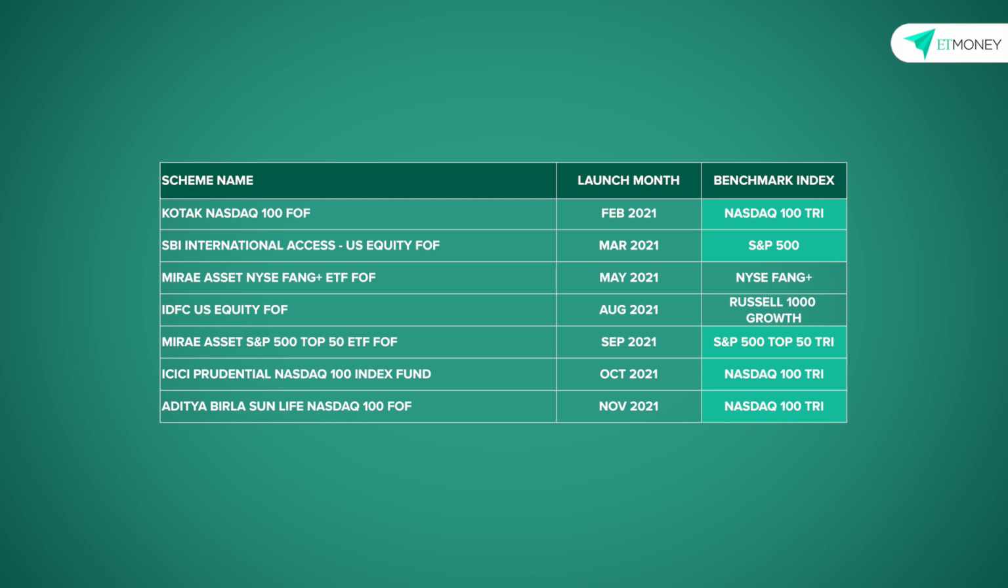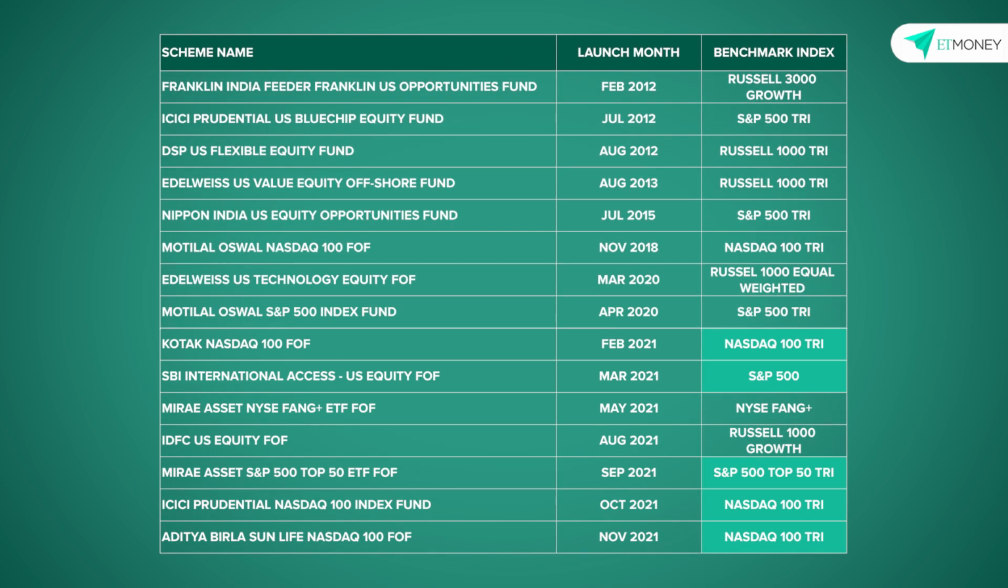In fact, when we see the entire list of US specific mutual funds that are available for investment in India, we see a fair number of them either tracking the Nasdaq 100 or the S&P 500. And why not? After all, these two indices are composed of the United States' largest companies. They have a track record for many years and are widely followed by investors all over the world.